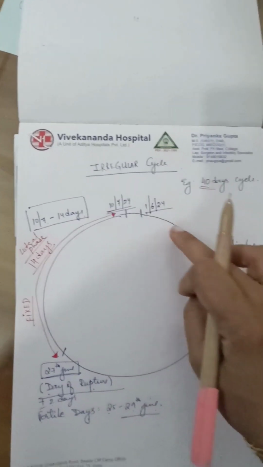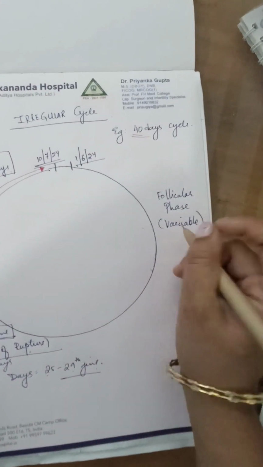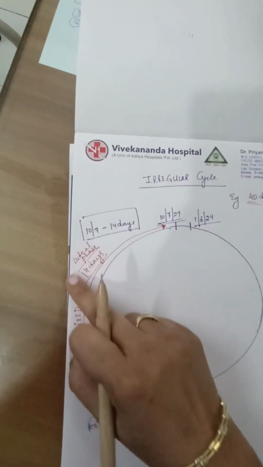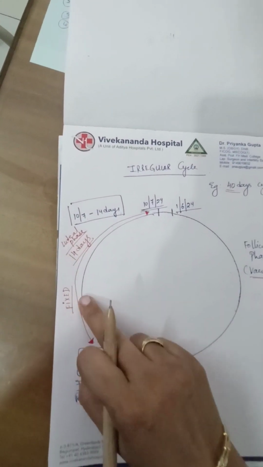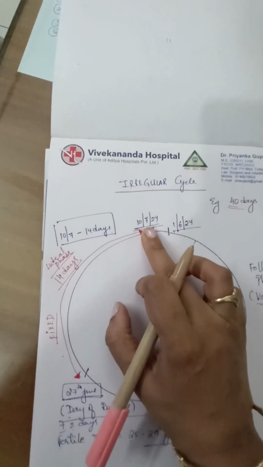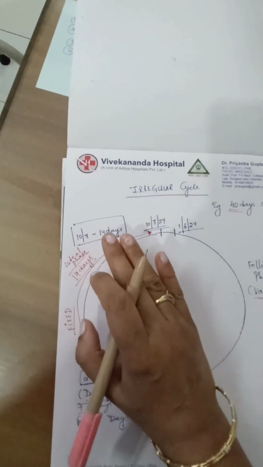Alright. So now as I told, this follicular phase will be the one which is variable. But we know that the luteal phase is fixed. It is of 14 days. Okay, it is a fixed cycle. So very simple, how do we calculate the rupture? From 10th July, we will subtract the 14 days.